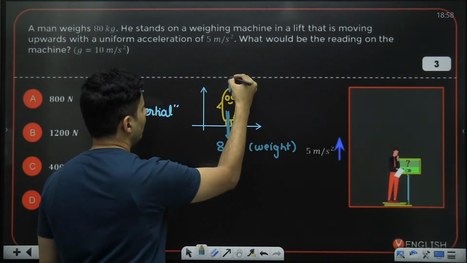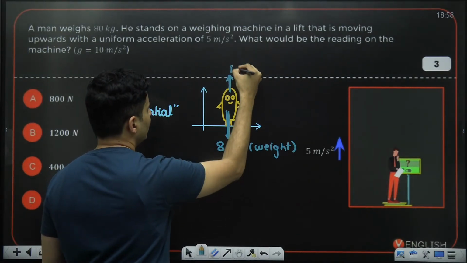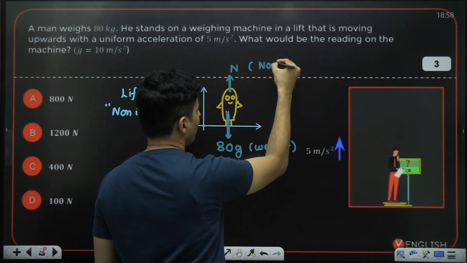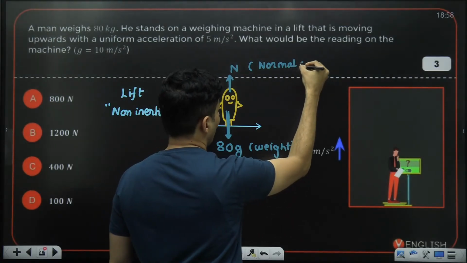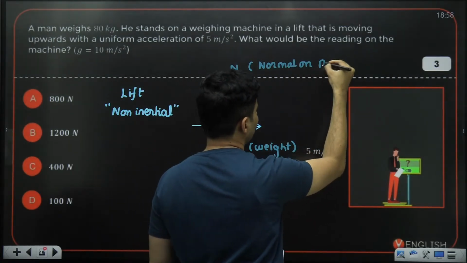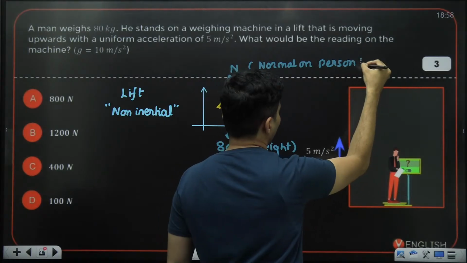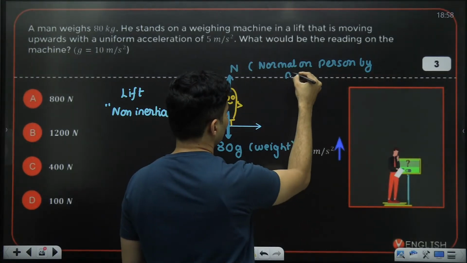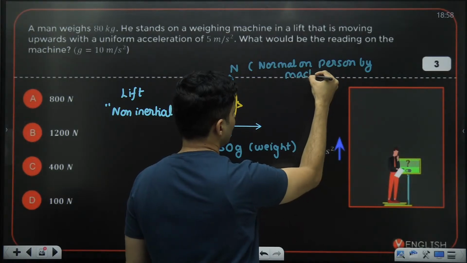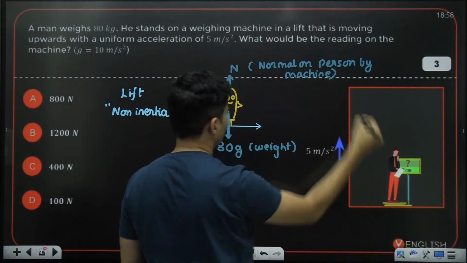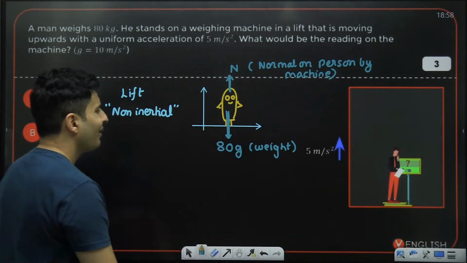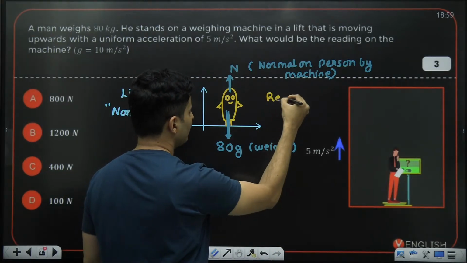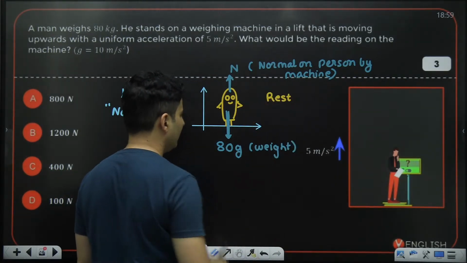Then there is a normal force. The normal is basically the normal on the person by the surface below. The surface below is the weighing machine. So normal on the person by the weighing machine. That is what it is. One last thing. Yes, there is no relative motion. So it is at rest 100%.